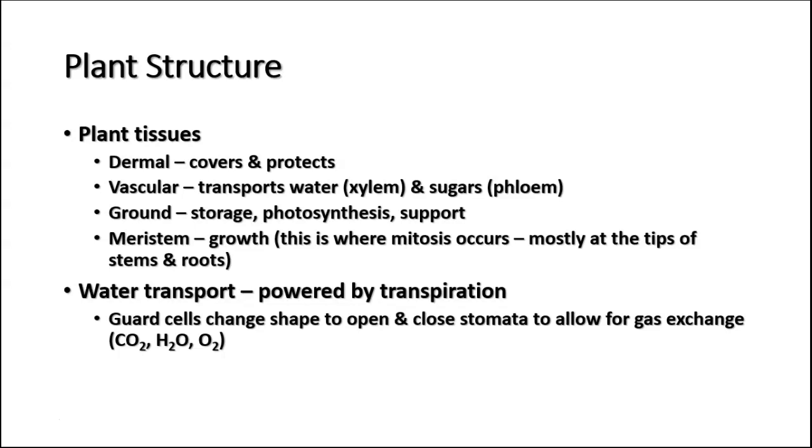Water transport, of course, is powered by transpiration. Remember, that's evaporation from the leaves, and that comes out through the stomata. Guard cells change shape to open and close the stomata, and that allows for the gas exchange, the carbon dioxide, water vapor, and oxygen that are transported into and out of the cells by diffusion.